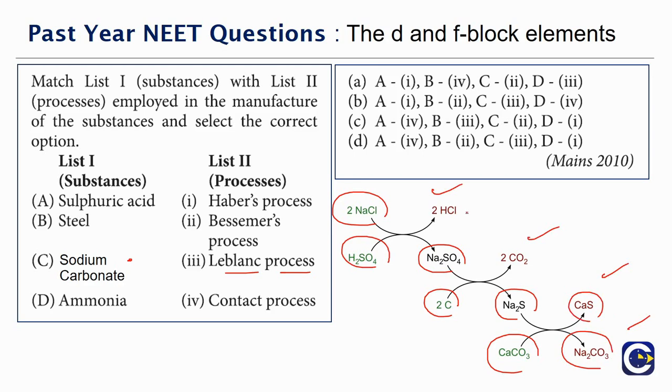We can see all these are the products. What will be the products of the Leblanc process? HCl, CO2, calcium sulfide, and then sodium carbonate. So the Leblanc process is for the manufacture of sodium carbonate. And ammonia, we know it is manufactured by Haber's process. The combination of nitrogen and hydrogen to give ammonia is Haber's process. So the correct answer for this is option D.